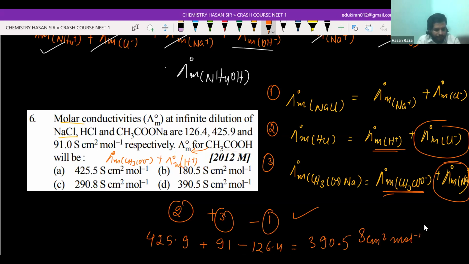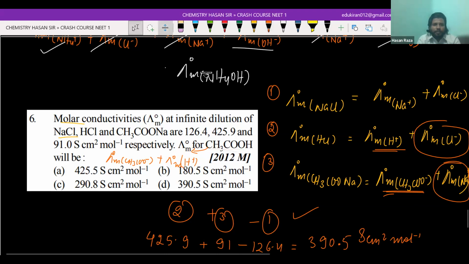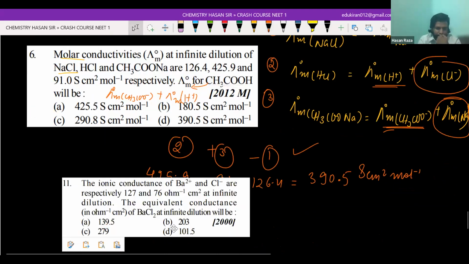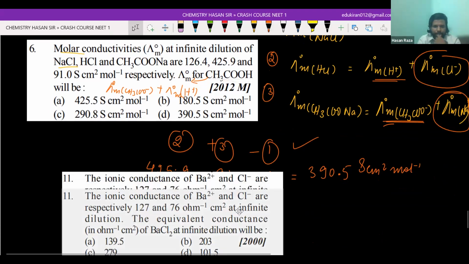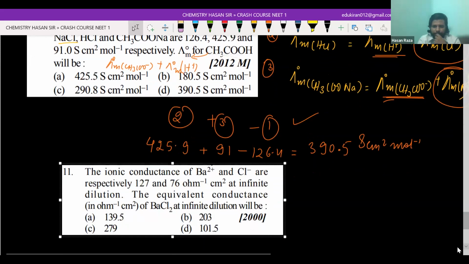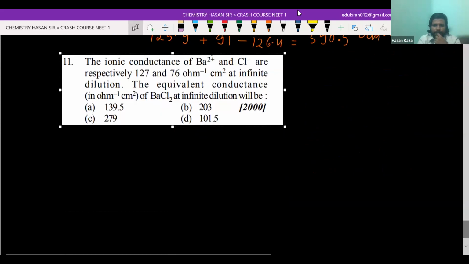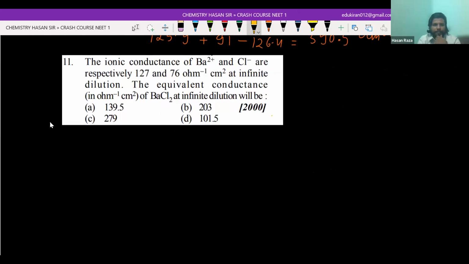Isn't it easy? Everyone done with this? The last question on this, then we will move to the last equation. Please do this.